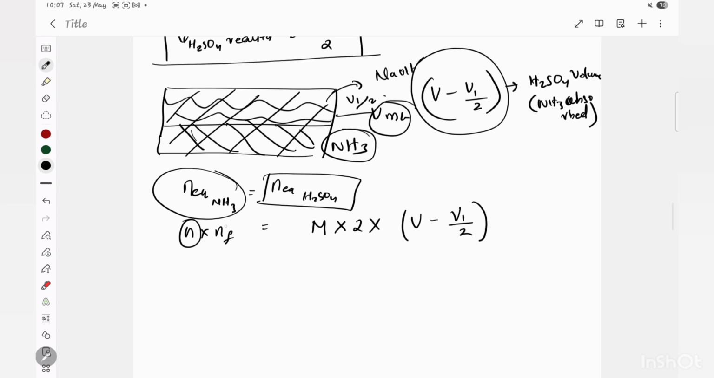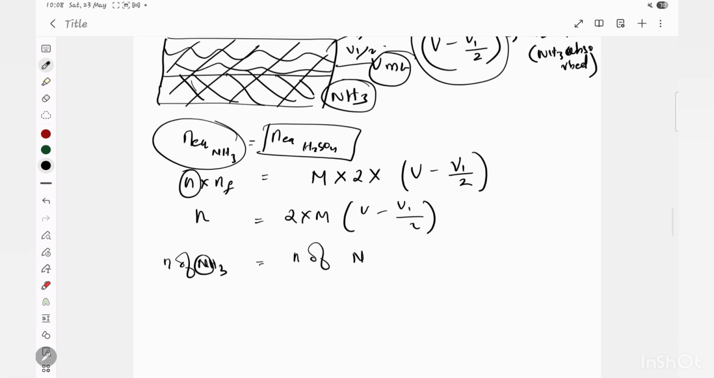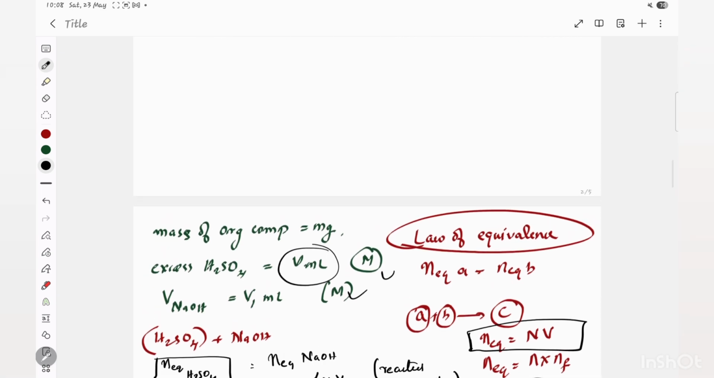Now you can find out n factor of NH3 is what? N factor of NH3 is 1, no? NH3 will absorb only 1 H plus to get NH4 plus, right? Only 1. Therefore, n is equal to 2 into M into V minus V1 by 2. This is the number of moles of NH3. Now number of moles of NH3 will be equal to moles of nitrogen, because 1 mole of NH3 has 1 mole of nitrogen. So we got n of nitrogen, which we wanted here.